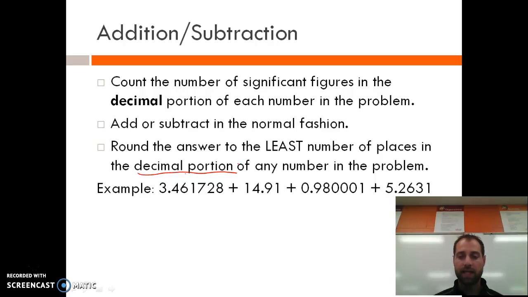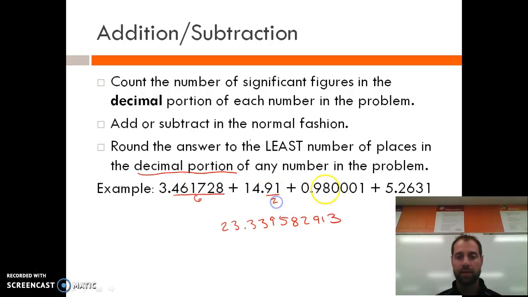So if I add this in my calculator, I've got 3.46, so on and so forth. We add these all together, I'm going to get 23.3395829113. So now I've got to look at the number of sig figs in my decimal portion. Well, I've got 1, 2, 3, 4, 5, 6, 7 total, but 6 in my decimal portion.